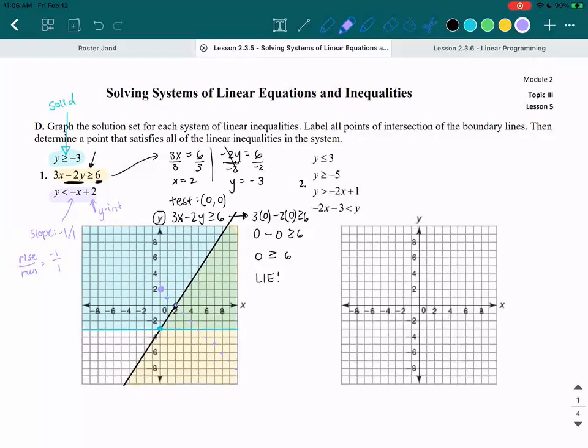And so from here, we need to connect it with a line. So do we want to connect it with a dotted line, or do we want to connect it with a solid line? So in order to figure that out, we want to take a look at our symbol. This is y is less than. I do not see the equal to line. And because we do not see the equal to line, that means this is a dotted line.